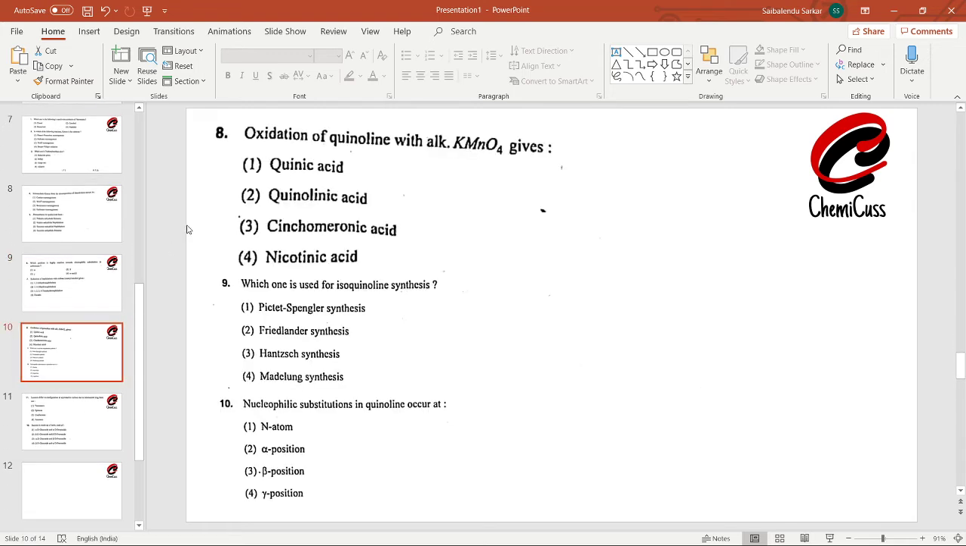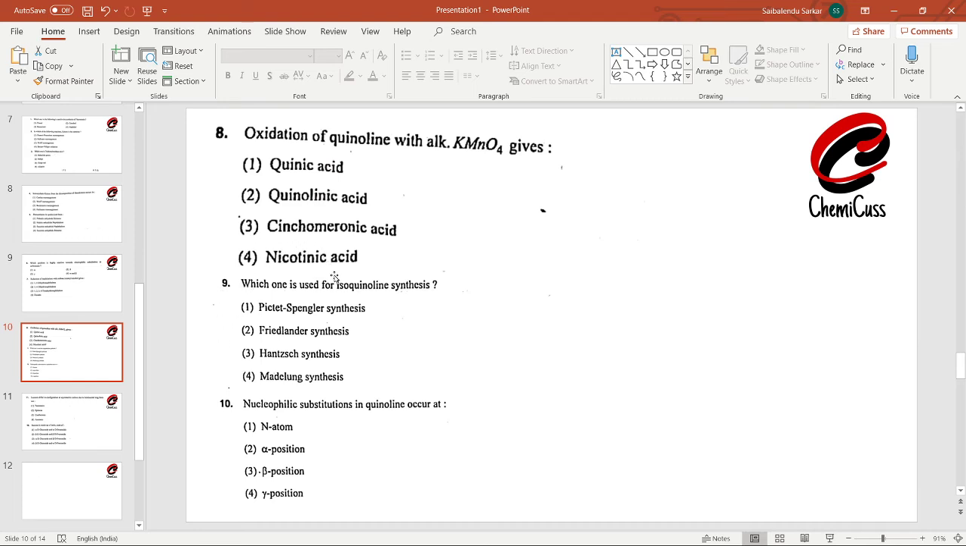Moving on to question number 8: oxidation of quinoline with alkaline KMnO4 gives what product? Option number 2, quinolinic acid, is the correct option here. Again, I'm sorry that I'm not showing the structures here because of the time constraint, but we'll surely do a brief explanation in our further videos.